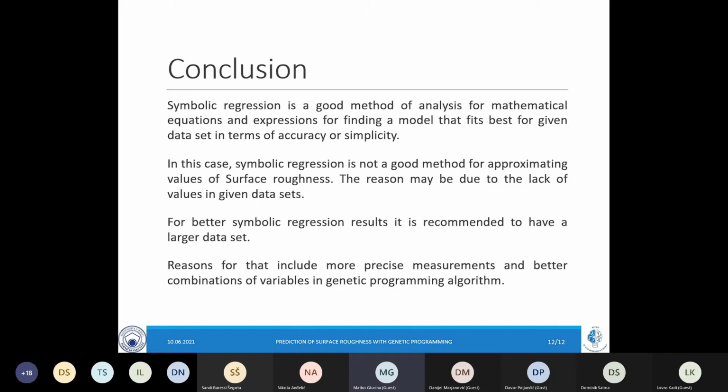What are the possible reasons? Possible reasons may be the lack of data in the given dataset, and it is recommended to have a larger dataset to improve the regression equation. There are methods which can be used for enlarging the dataset if necessary. Also, reasons include more precise measurements and better combinations of variables in the genetic programming algorithm.